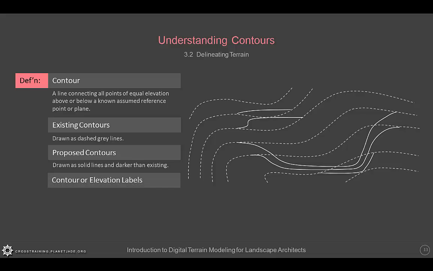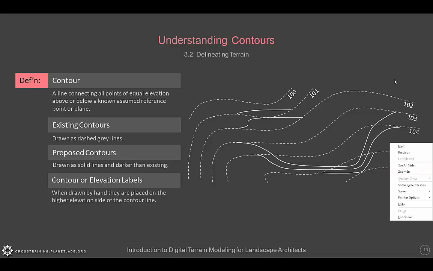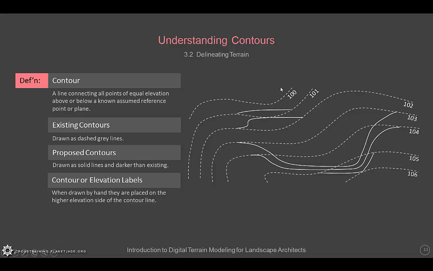Contour or elevation labels. If we're drawing this by hand, we want to make sure that our contour labels are on the higher side of the contour line. So for example, over here we see the value of 100. We wouldn't have 100 on this side of the line because if we look at this, this is at elevation 100, this is 101. So if my cursor is moving this way, it's moving up in the terrain. So over here is higher and over here is lower. So we want the number to be on the higher side of the elevation line. So it's going to be on the uphill side.